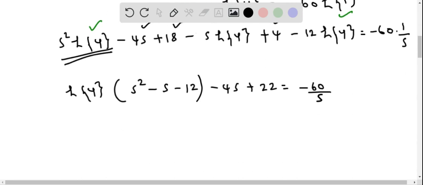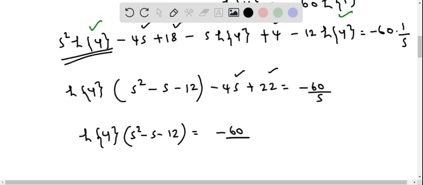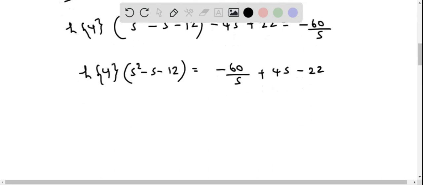Now let's simplify. I'm going to add this term 4s as well as subtract this term 22 on both sides, so that I get only Laplace transform of y times s squared minus s minus 12, and this equals negative 60 over s plus 4s minus 22. So now we are going to simplify this right side expression.